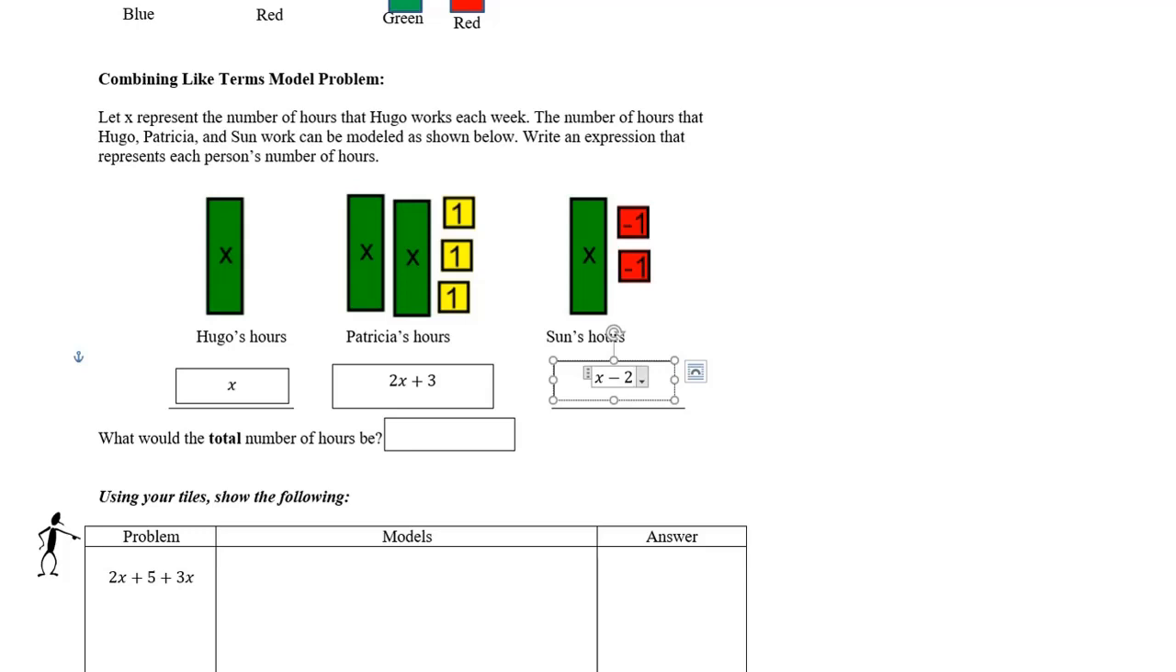Carla, do you agree or disagree? Because? Okay, good. Makes sense to me. Yeah, seems right. All right, so now total, what would the total hours be?